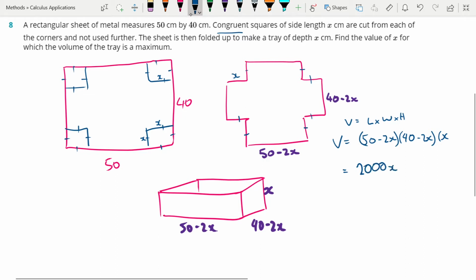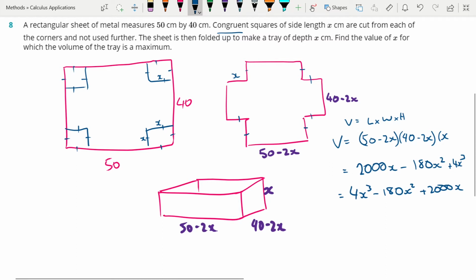Which would come out to 2000x minus 180x squared plus 4x cubed. I might write these in descending power order. So 4x cubed minus 180x squared plus 2000x. So that's our volume formula.